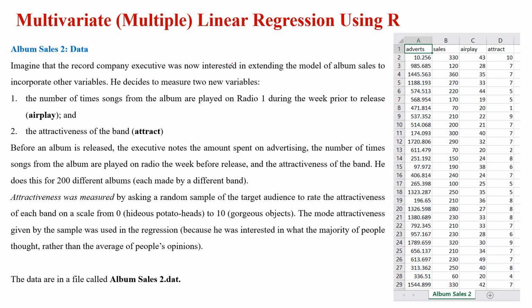while we were talking about the multiple linear regression model, in which sales is the dependent variable, whereas advertisement expenditure is an independent variable. Other independent variables are airplay and attractiveness. Advertisement is the budget amount which we are spending on the advertisement. Airplay means the number of times the song from the album is played on the radio. Attractiveness is ranked from 0 to 10, where 10 means the song is very good.